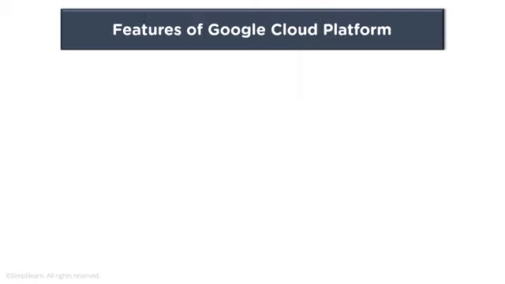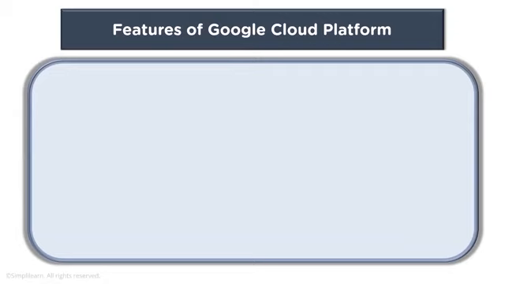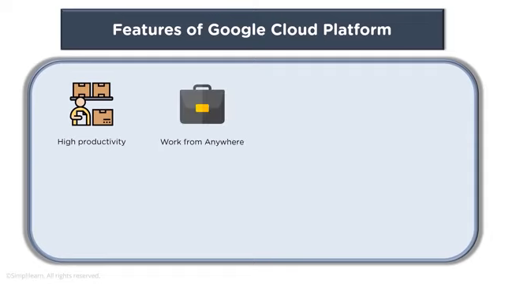When we talk about features of Google Cloud Platform, it offers high productivity because you are using resources based on the same infrastructure which Google uses for its own different use cases. You can work from anywhere provided you have an internet connection, and you can connect to the cloud platform and use different services offered via web.